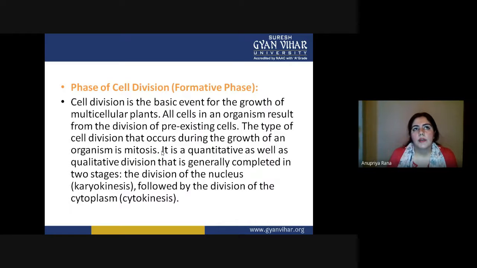It is quantitative because they are producing a larger number of cells. It is qualitative because they have to perform two phases to complete the cell division. One is karyokinesis, which is the division of the nucleus, and the second is cytokinesis, which is the division of the cytoplasm. These two steps have to be followed for the completion of the cell division process.